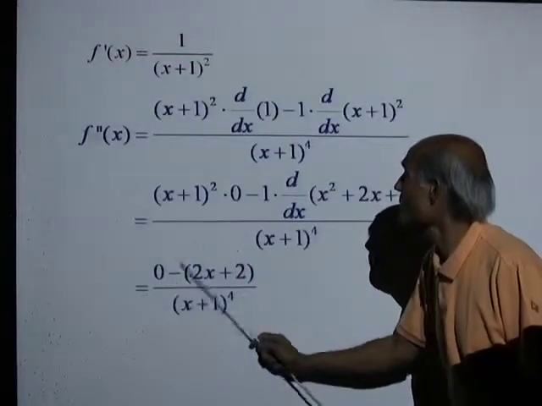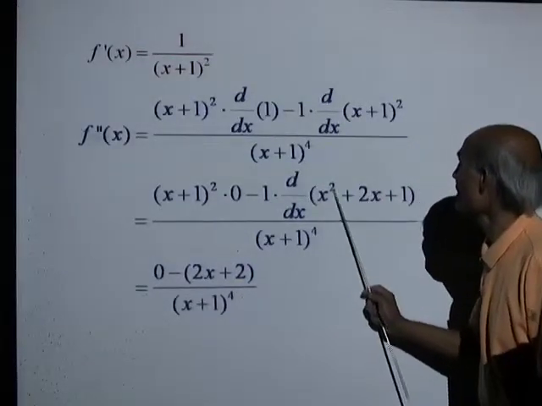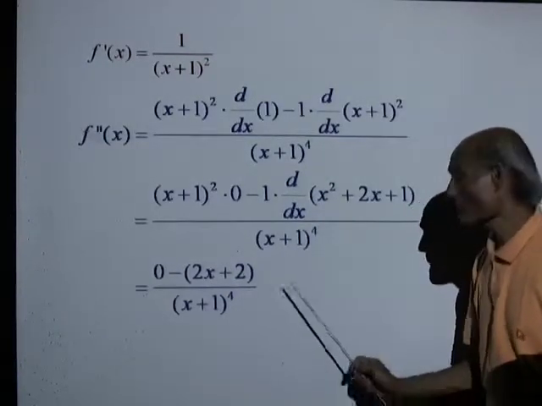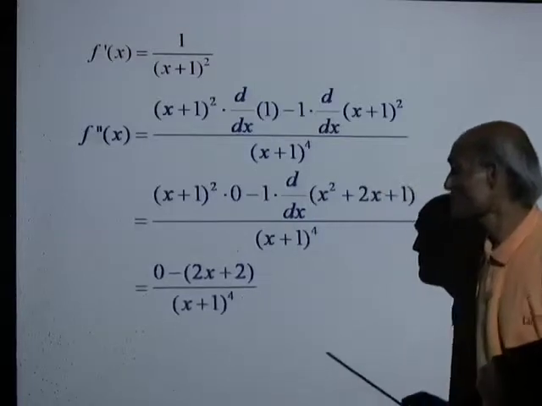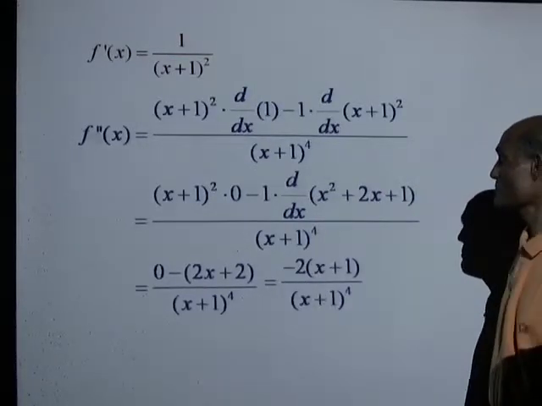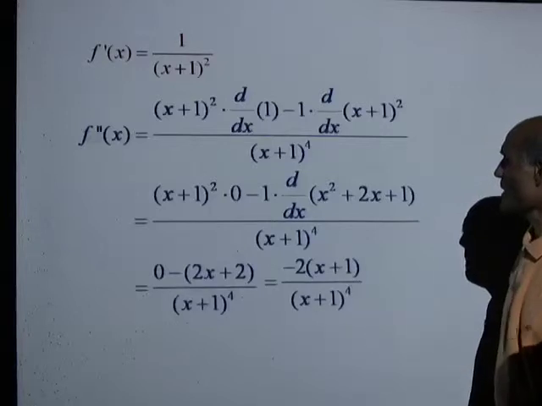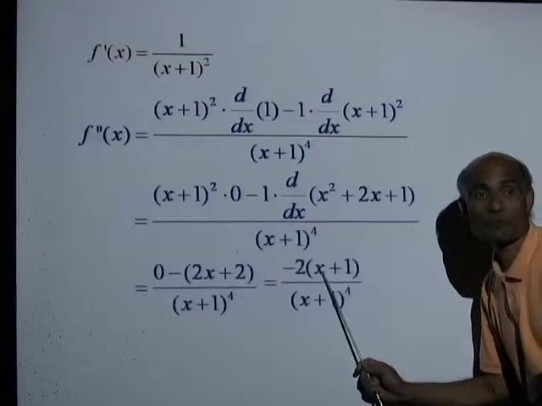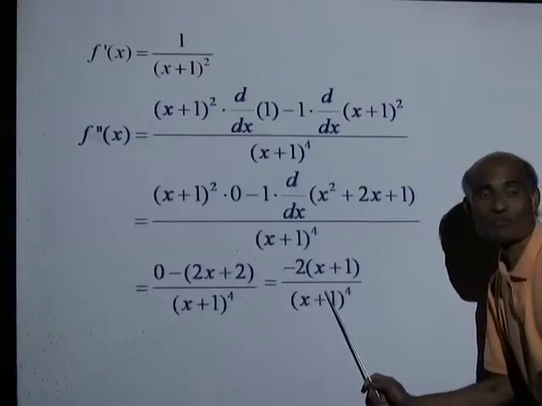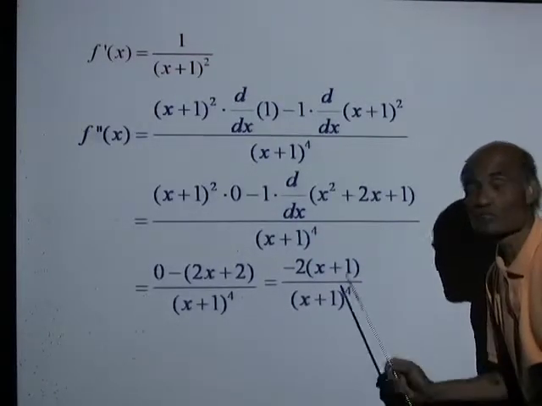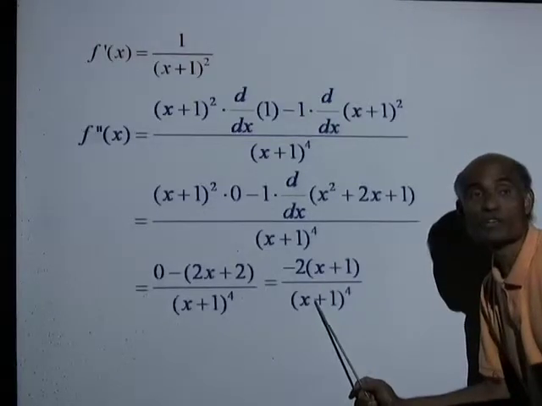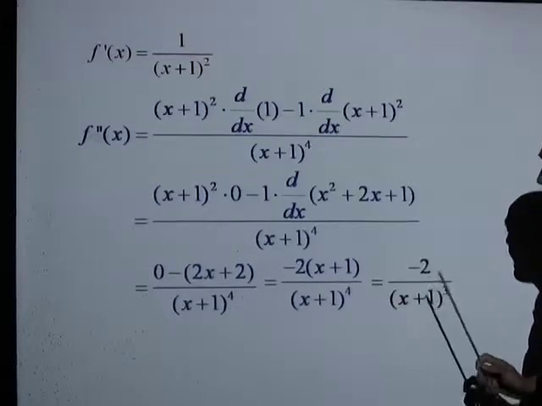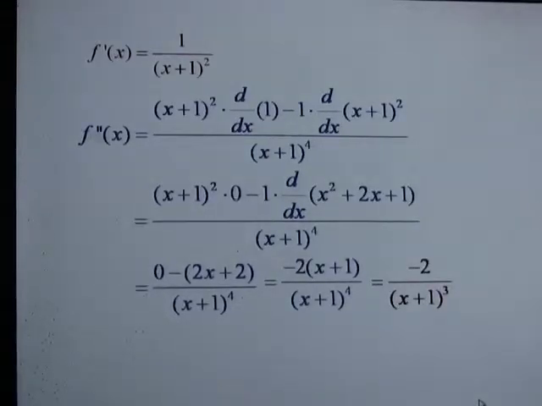That will be 0 minus the derivative of x squared plus 2x plus 1, which is 2x plus 2. And here you can factor out a negative 2. That will be negative 2 times x plus 1 over x plus 1 to the power of 4. You have an x plus 1 on the numerator, x plus 1 to the power of 4 on the denominator. You can cancel one of those, and the result will therefore be negative 2 divided by x plus 1 to the power of 3.